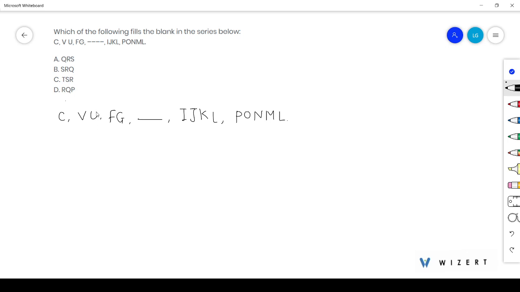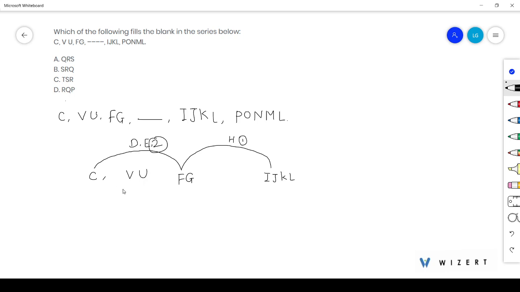Okay. Now, here we can observe that after C, if we skip two letters, D and E, means here two letters will be there. After skipping two letters we will get FG. Then 2 minus 1 means one letter. If we skip one letter, H, we will get IJKL.